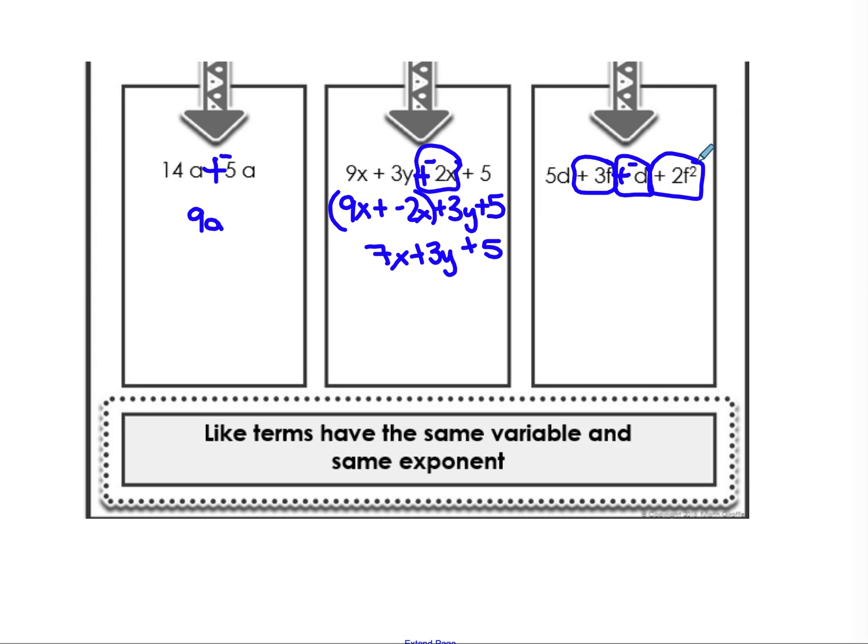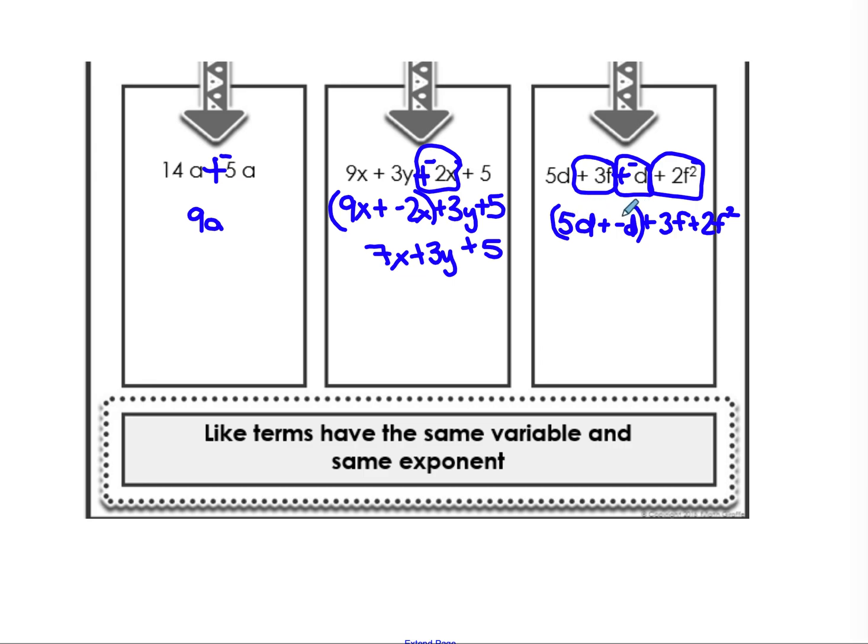All right, so now I'm going to use my commutative property. I'm going to reorder them. 5d plus negative d plus 3f plus 2f squared. I'm going to go ahead and put parentheses around my like terms. This is a 3f and this is a 2f squared. Different exponents, they're not like terms.